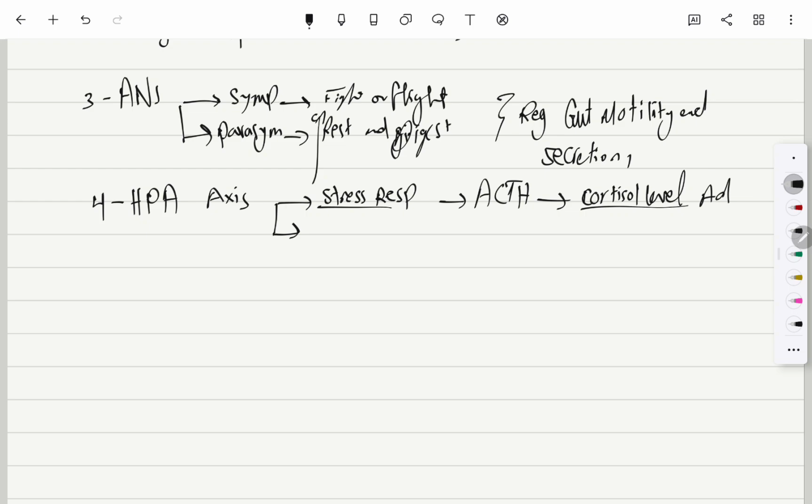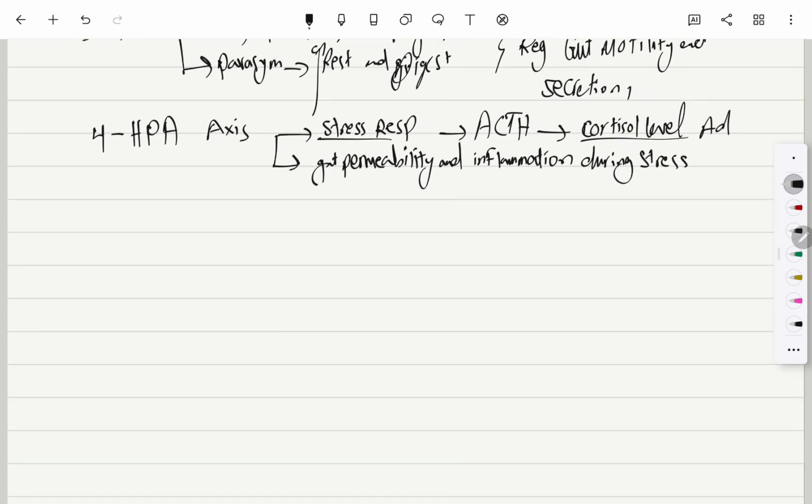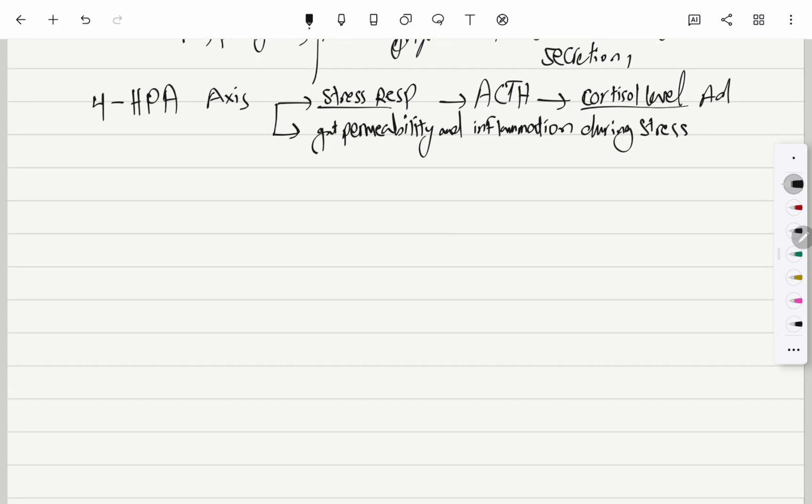It also affects gut permeability and inflammation during stress. Stress can increase cortisol level, which increases the risk of stress ulcer.